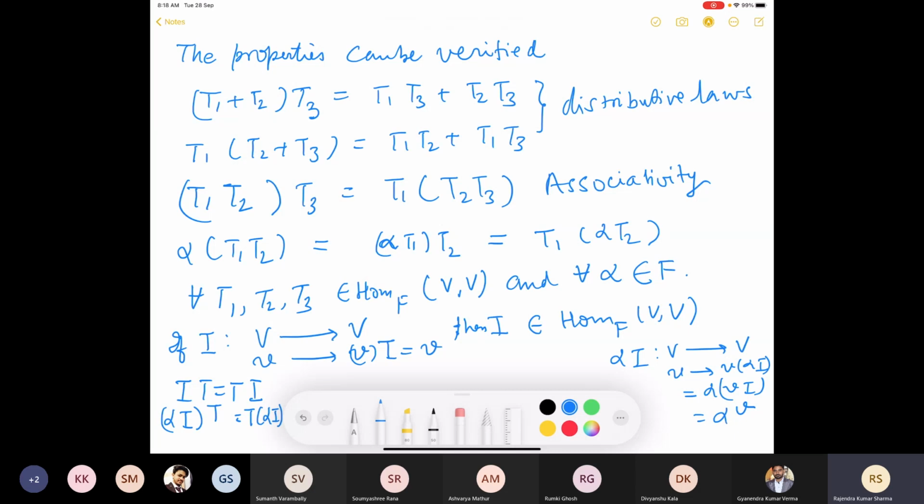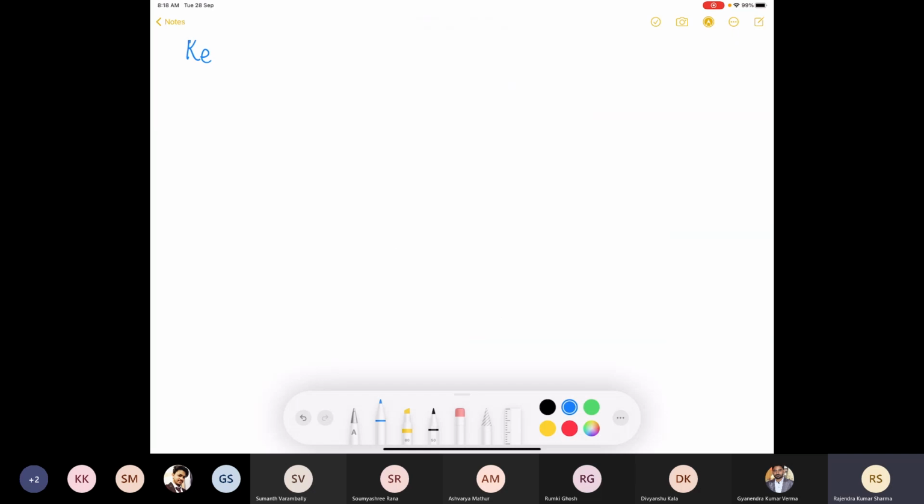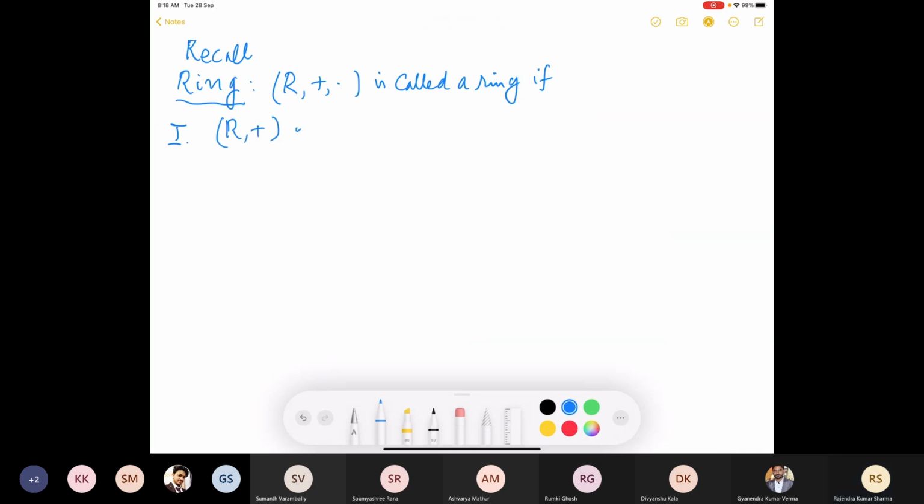So now recall a ring. What is a ring? So recall what is called a ring. A non-empty set R together with two binary operations is called a ring if, number one, with respect to addition, this is an additive abelian group.